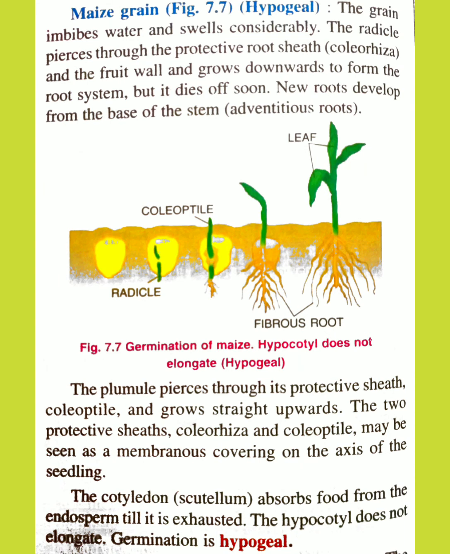Now let's see how germination takes place in maize grain. Here also the grain imbibes water and swells. The radicle pierces through the protective root sheath called coleorhiza and grows downwards to form the root system. But it dies off soon. New roots actually develop from the base of the stem called adventitious roots. The shoot part grows straight upward through its protective sheath called coleoptile, and the scutellum absorbs food from the endosperm till it is exhausted. Here, the hypocotyl does not elongate, and the germination is hypogeal.